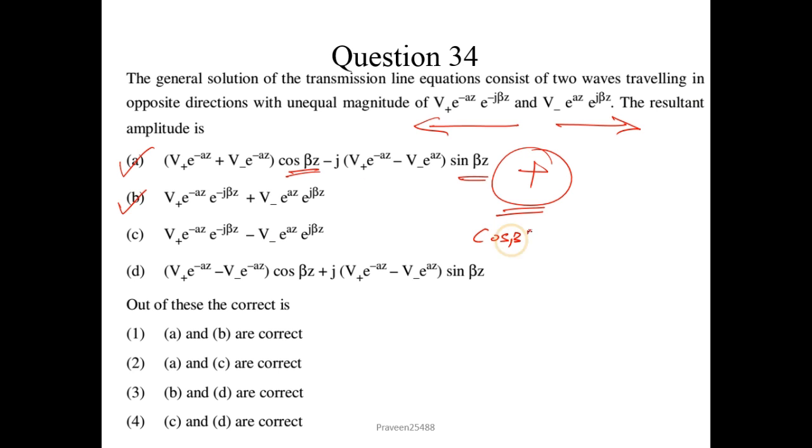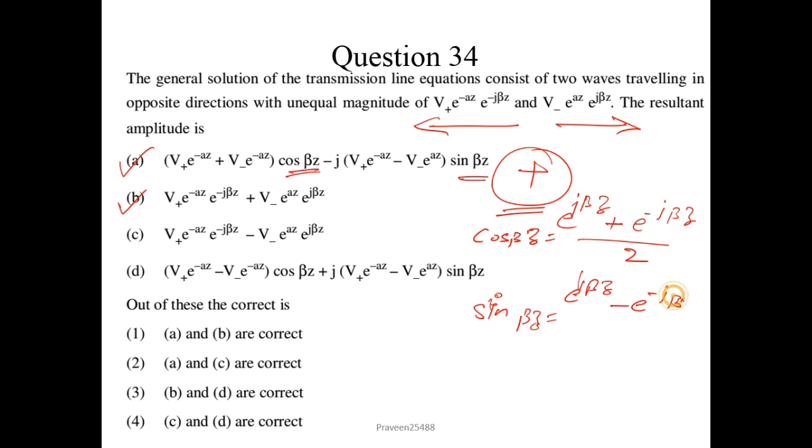We know that cos beta z is equal to e to the power j beta z plus e to the power minus j beta z upon 2, and similarly sine beta z is equal to e to the power j beta z minus e to the power minus j beta z upon 2j. On putting cos and sine, we will get this expression B. So here A and B are correct. First one is the correct.